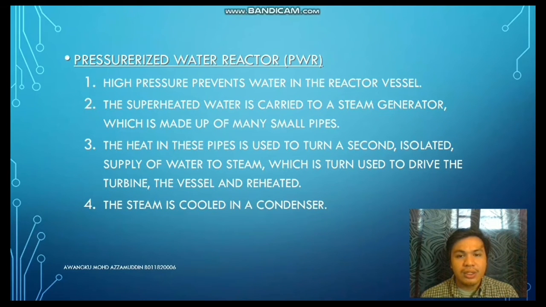Next, the pressurized water reactor. The high pressure prevents water in the reactor vessel from boiling. The superheated water is carried to a steam generator which is made up of many small pipes. Then the heat in these pipes is used to turn a second, isolated supply of water into steam, which is in turn used to drive the turbine. The water from the reactor is pumped back into the reactor vessel and reheated. The steam from the turbine is cooled in a condenser and the resulting water goes back to the steam generator.